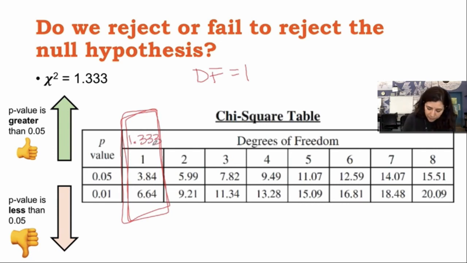So that means 1.33 would associate with a p-value that is going to be greater than 0.05. So greater, thumbs up, we accept the null hypothesis. Our groups would be the same. In other words, observed equals expected. Let's write that out in paragraph form.